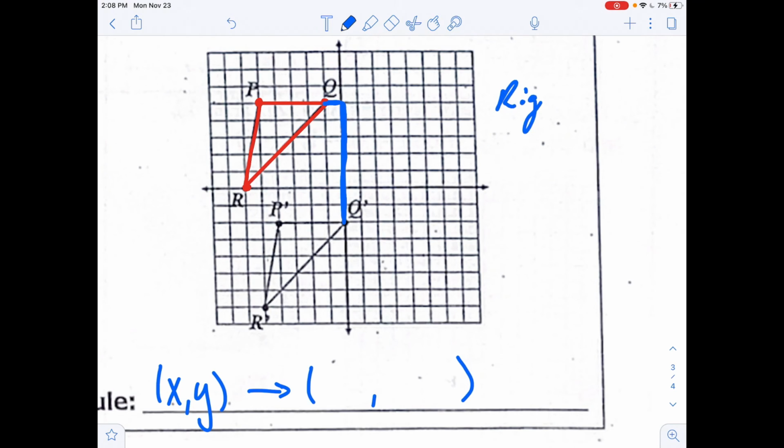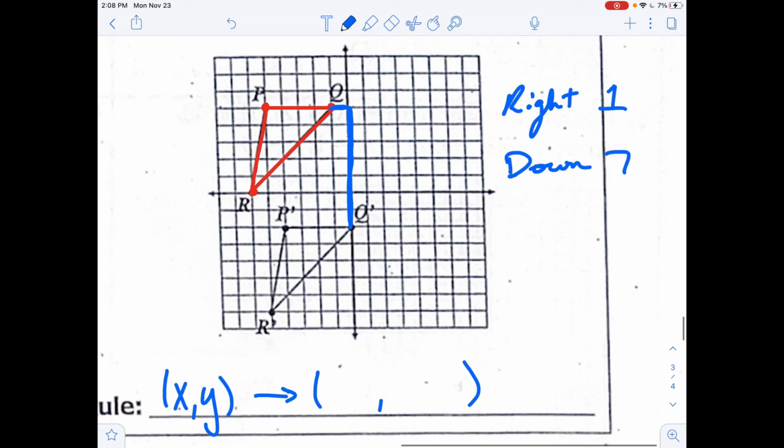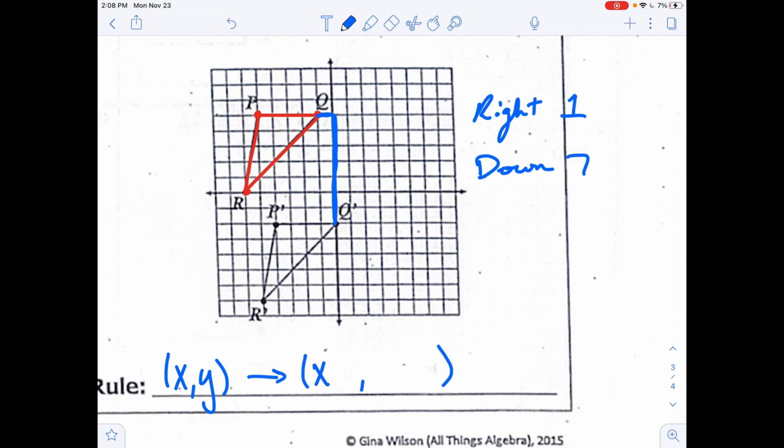So I go right 1, and I go down 1, 2, 3, 4, 5, 6, 7. Down 7. So right 1 and down 7. Well, how do I represent that? In the X direction, how do I represent right 1? Well, it's going to be either adding or subtracting, and if I'm going to the right, which one would that be? Well, that would be plus 1. And then Y, I'm going down, should be minus 7.